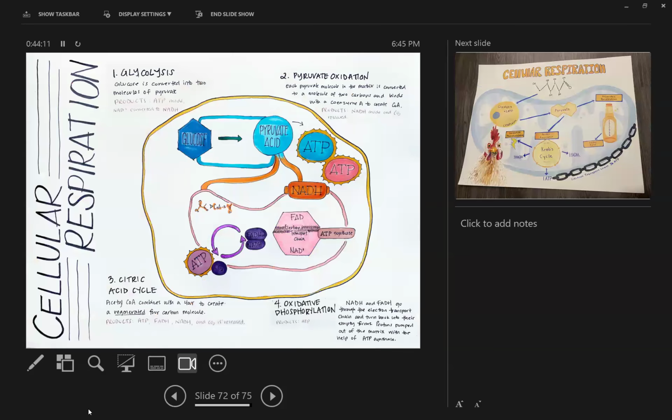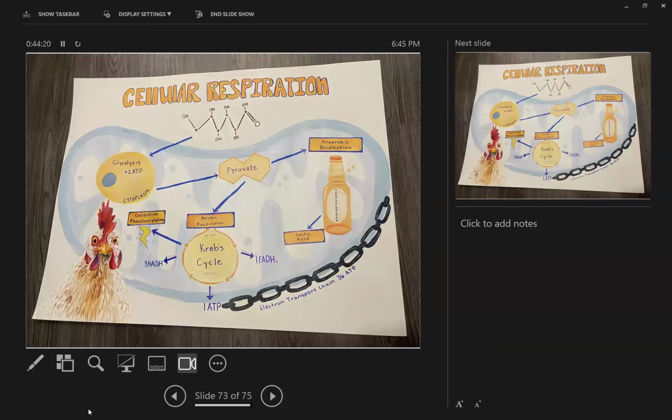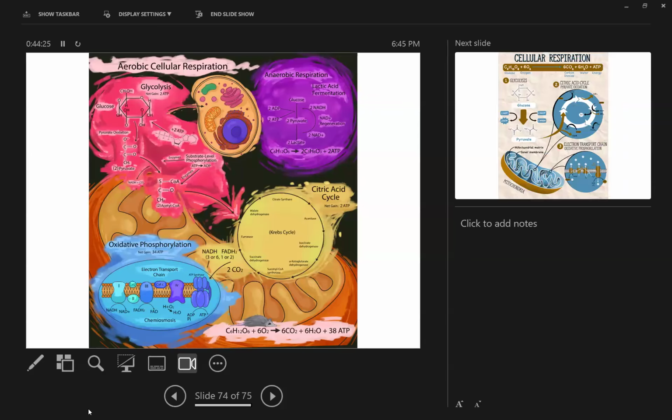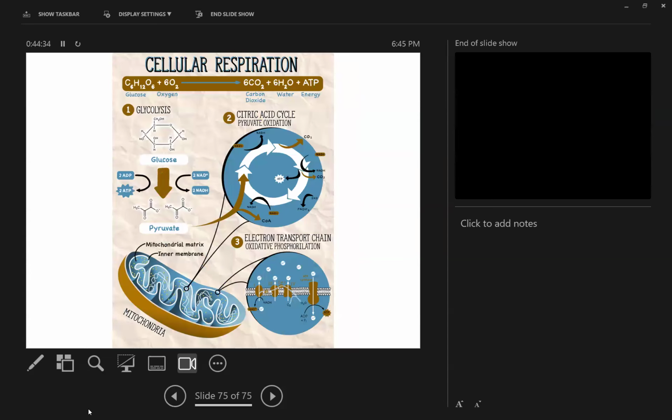And then we had no animal, but just a cell, a rooster. Okay. And then this one was very artistic, but they had all the parts. This one is like textbook ready, with the typing and all of that. So it just depends on your art style, but have fun with it.